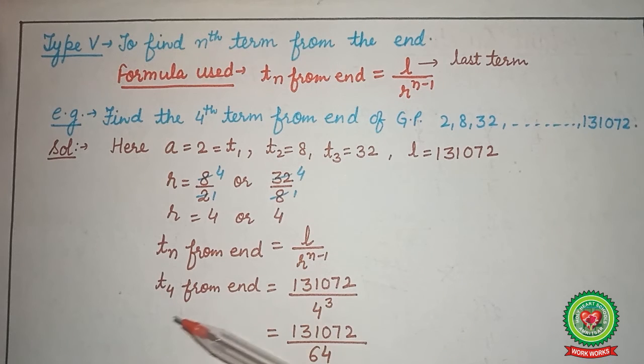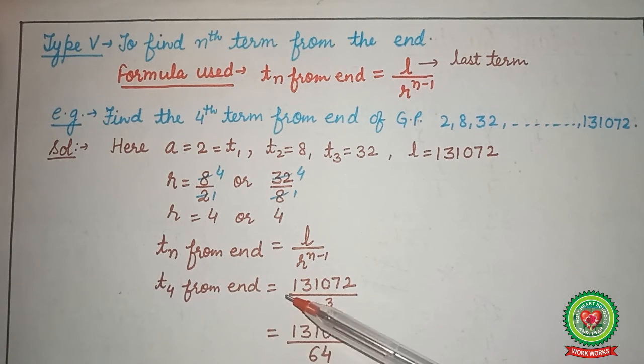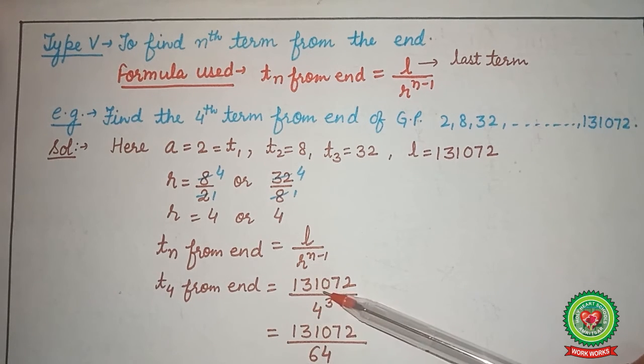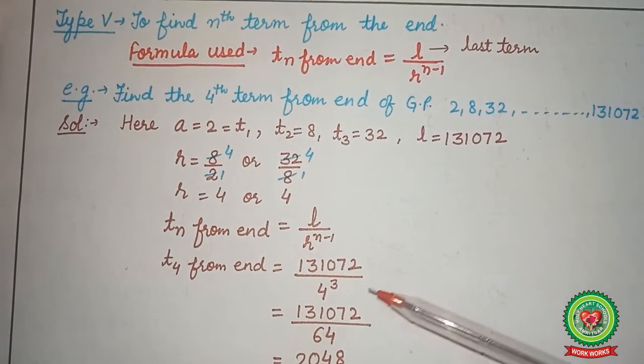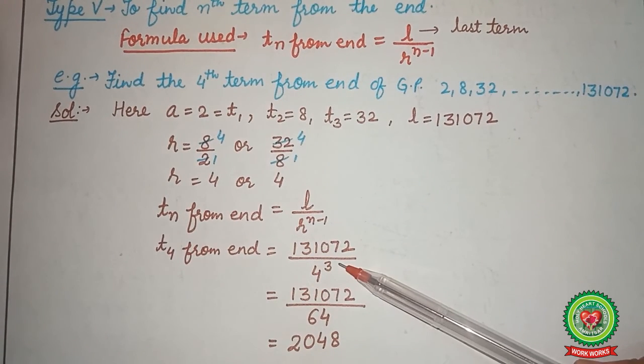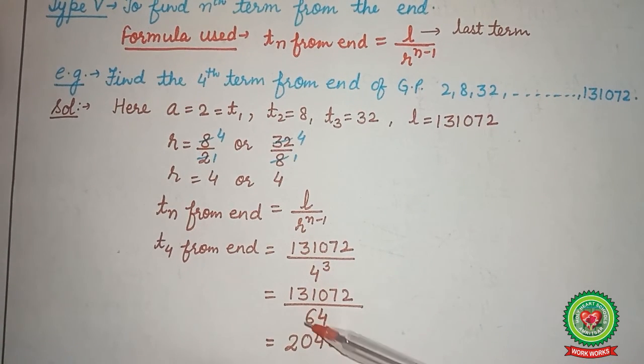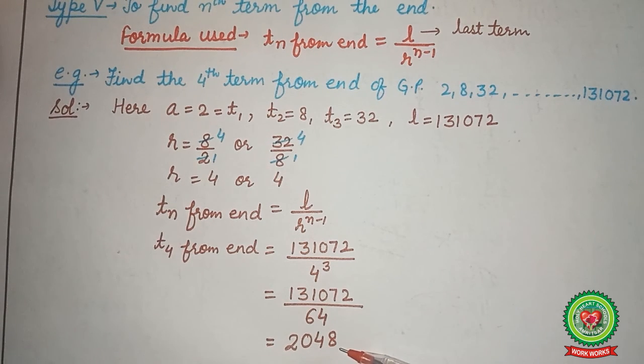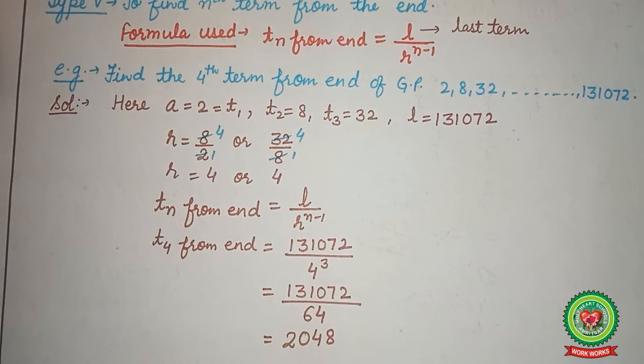Put the values. T4 from end is equal to 1,31,072 upon 4 raised to power 3. 4 multiplied 3 times is 64. After cutting, we are left with 2048. In this way, we can find any term from the end of the GP.